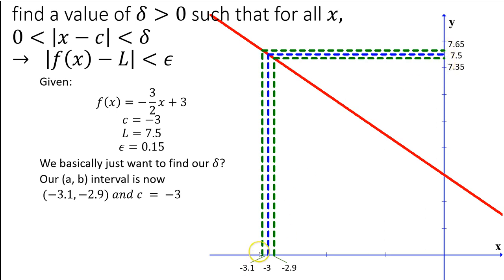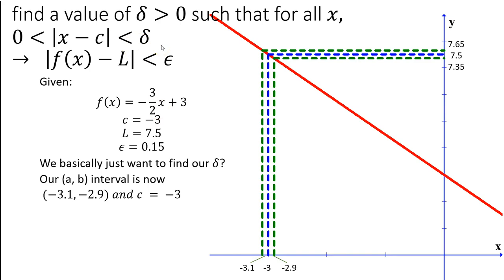Now please understand this negative 3.1 to negative 2.9 is not your delta neighborhood. This is your original A to B. Your delta neighborhood is usually smaller than that. So we're not going to calculate the x values because we're already given them, but we're going to apply the same thing. Again, we want to find a delta.